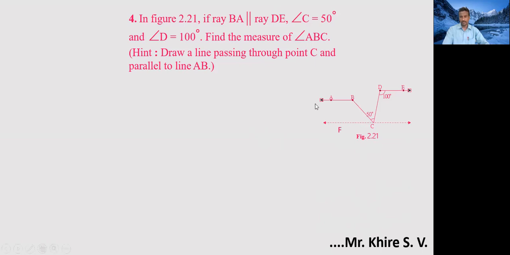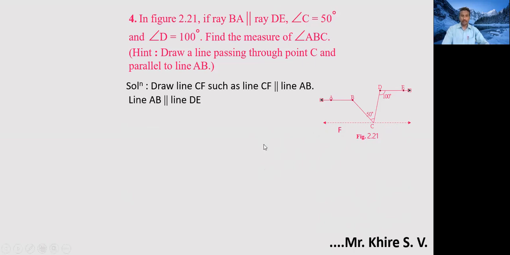This is the figure. Figure is given. Construction is there. We have to draw line CF such that line CF is parallel to line AB. This is line AB, line CF, parallel lines. Construct like this.